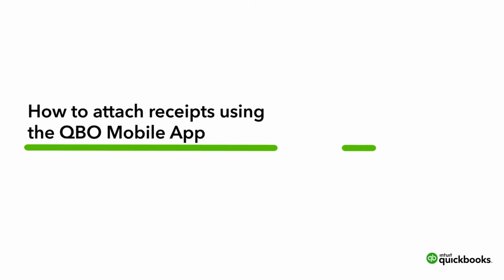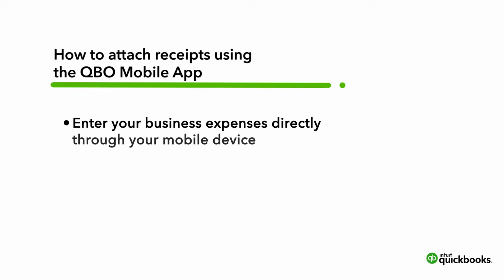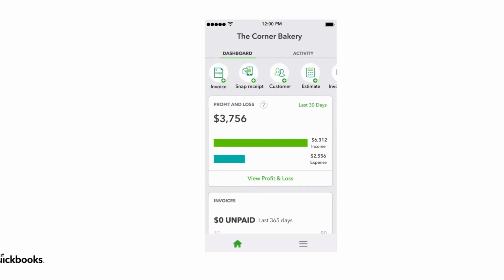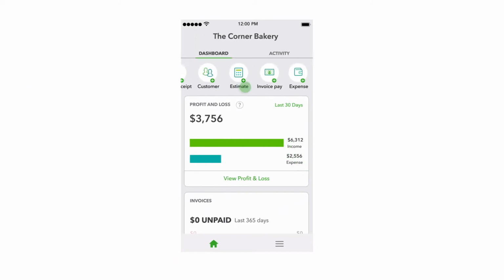You can enter your business expenses directly through your phone by using the QBO Mobile App. You can also capture receipts and categorize these expenses on the same mobile device. First, select Add Expense from the icons displayed across the top of the dashboard in your QuickBooks Mobile App.